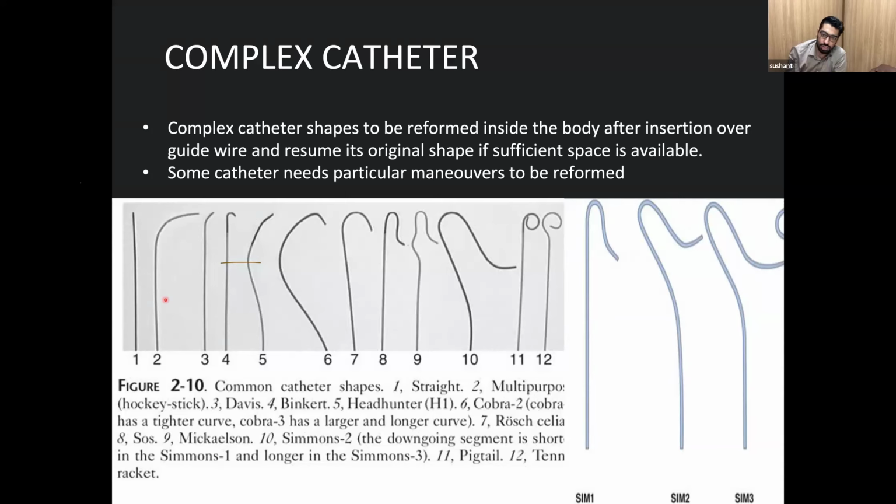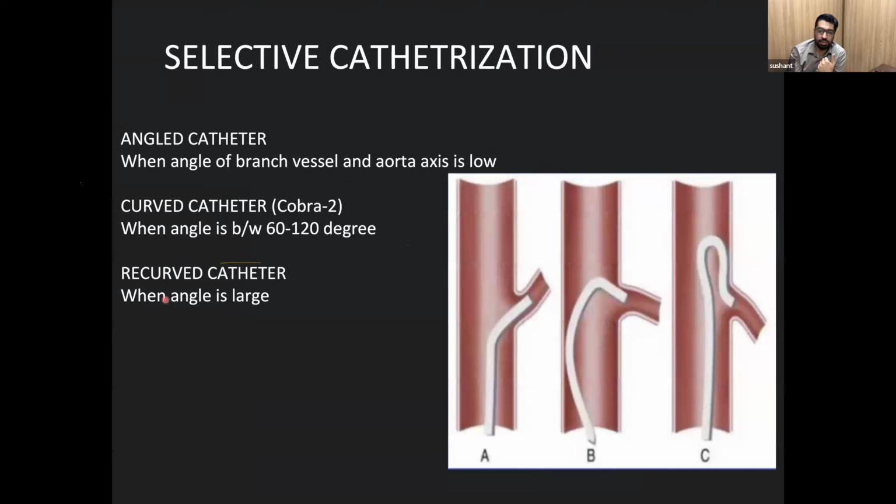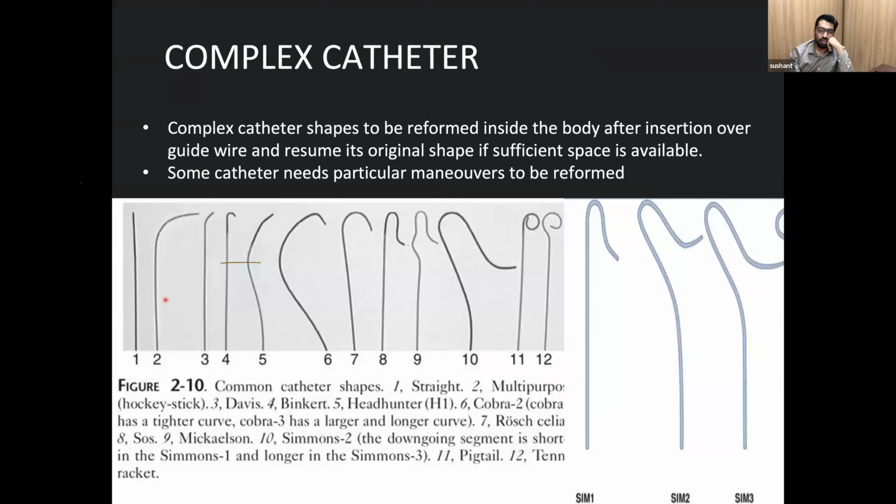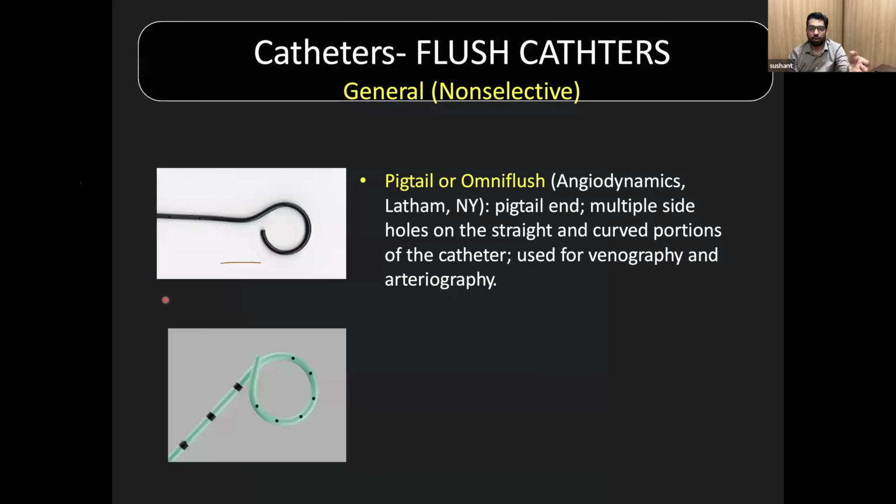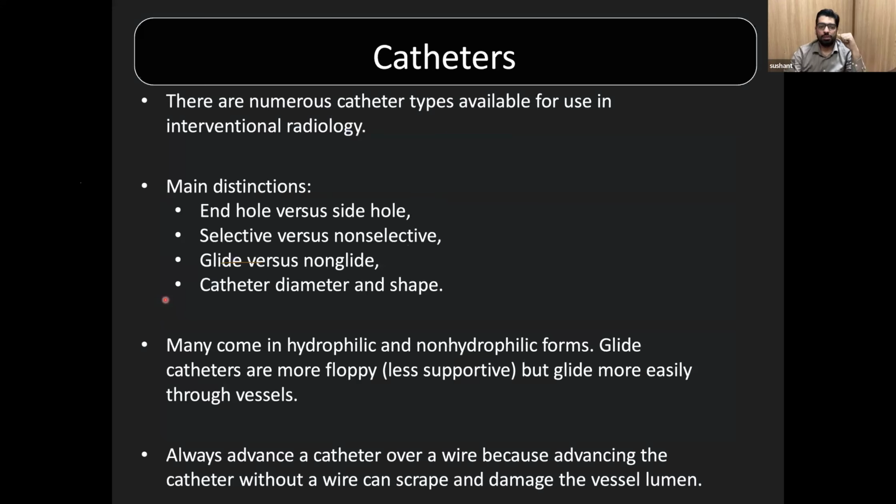And if we want to go from one iliac artery to the other, contralateral iliac artery, we can use a cobra catheter, or there are dedicated U-shaped catheters available, known as RUC catheters. So multiple shapes of catheters are available depending on which artery we want to hook. There are Judkins right catheters for the RCA and other coronary catheters. So everything is available. The main distinction is end hole versus side hole.